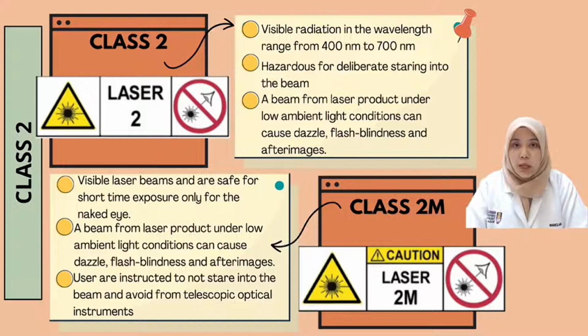Moreover, for the Class 2M, any laser product in the wavelength range from 400 nanometer to 700 nanometer that emits visible laser beams is safe for short-term exposure only for the naked eye. The MPE can be exceeded and eye injury may occur following exposure with telescopic optics, such as binoculars. However, the effect of exposure to the beam is like the Class 2, where users can get dazzle, flash blindness, and afterimage that may be caused by a beam. Users are instructed by labeling not to stare into the beam and not to expose it to telescopic optical instruments.